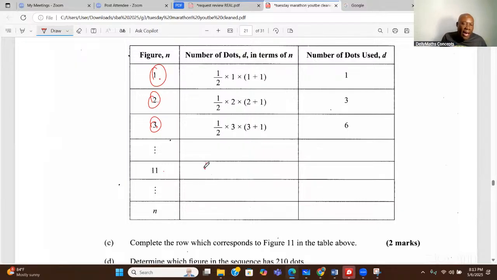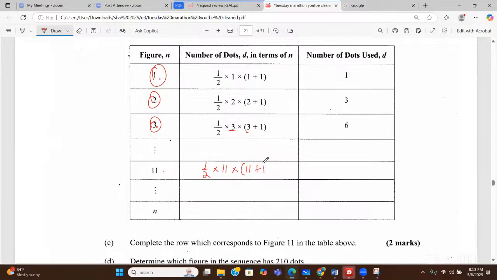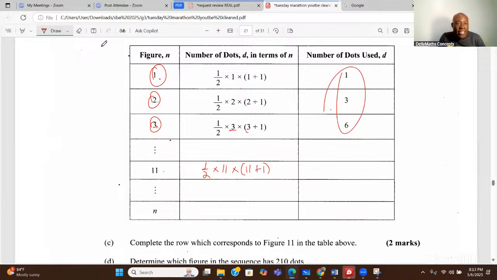So if you're going to start out this one, that's simple maths, because you're going to have a half times 11. Then what next? Times the open bracket, the same number, 11 plus 1. And then now you need to work it out and give the final answer. Check it out against it for yourself.